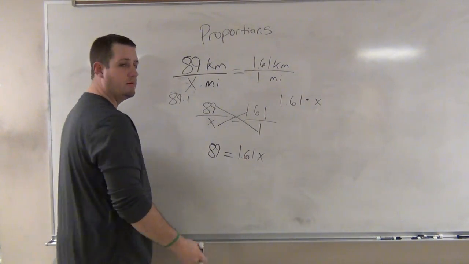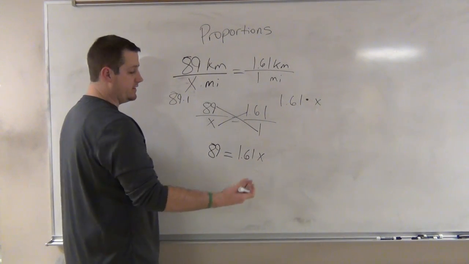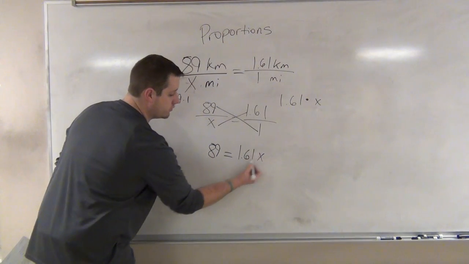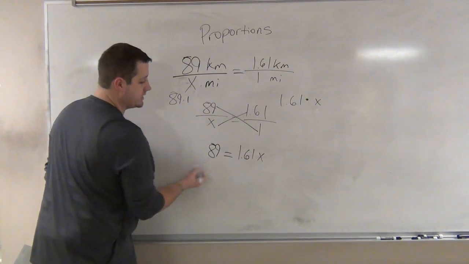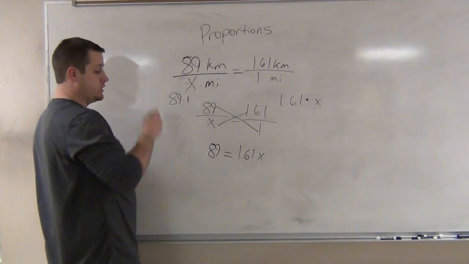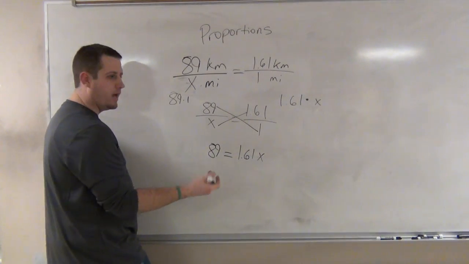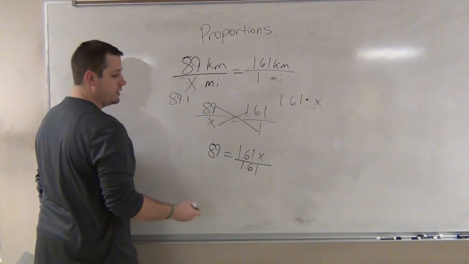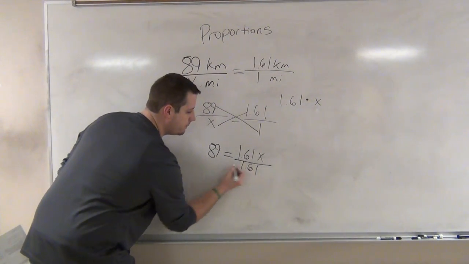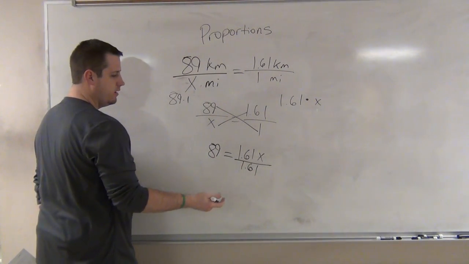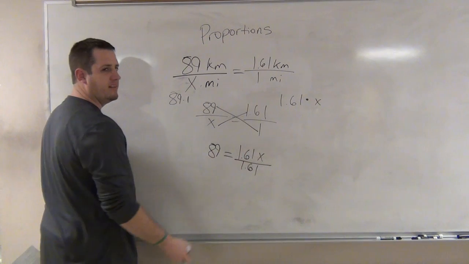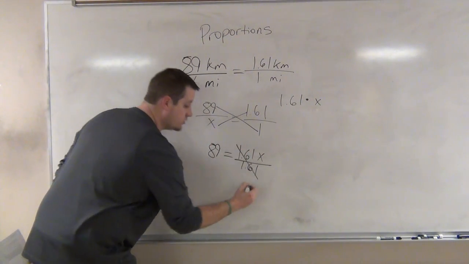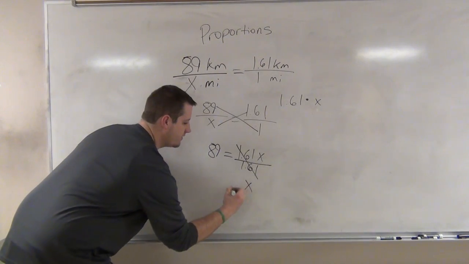So I've set that up. Now, I'd be willing to bet that you don't know what I could multiply by 1.61 to get 89. So what we like to do in math is undo things. We're going to undo the multiplication by what? What's that mean? It means divide. What is anything divided by itself? 1. So basically that just goes away and I'm left with X.